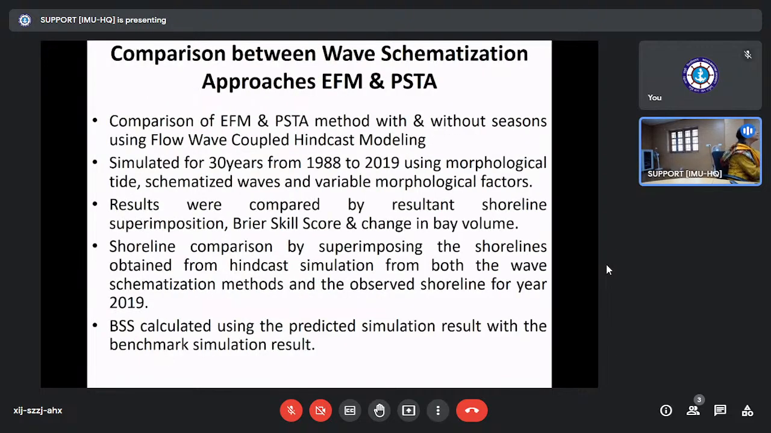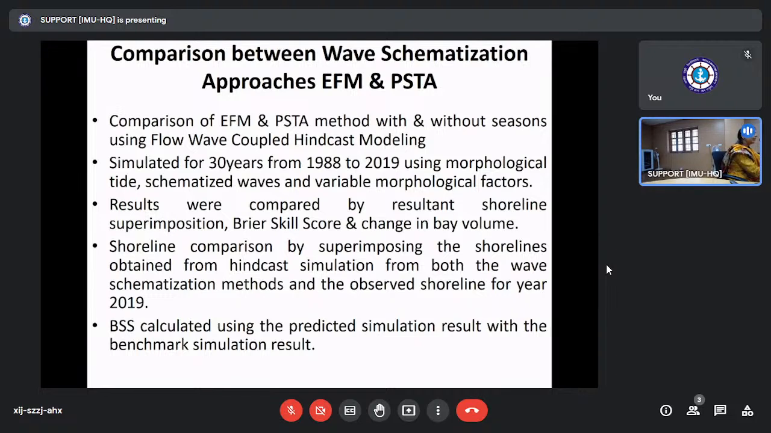So now, which method to choose? Energy flux method without seasons, energy flux method with seasons, potential sediment transport approach with seasons, potential sediment transport approach without seasons. For choosing the most appropriate wave schematization method, comparison has been done after simulating the Hindcast modeling for 30 years from 1988 to 2019.